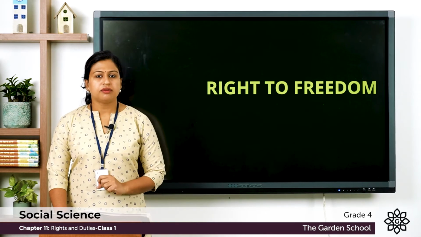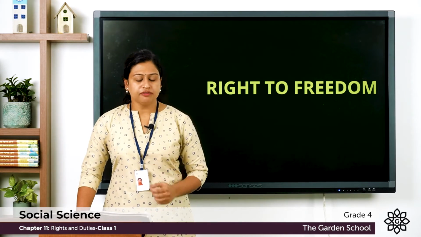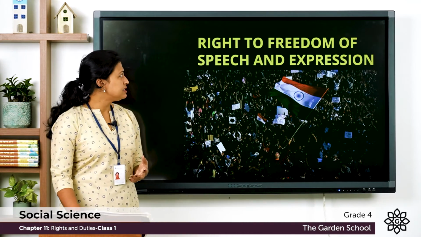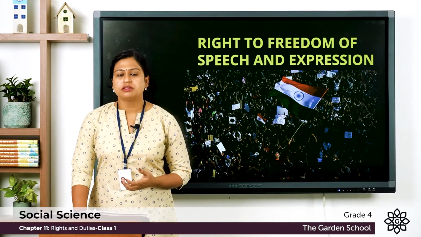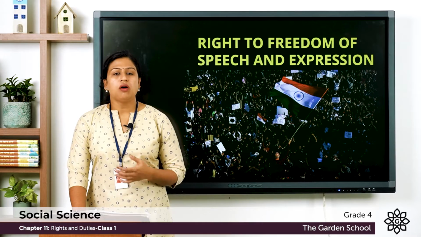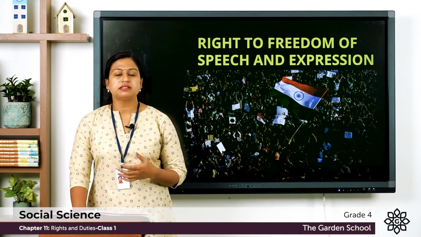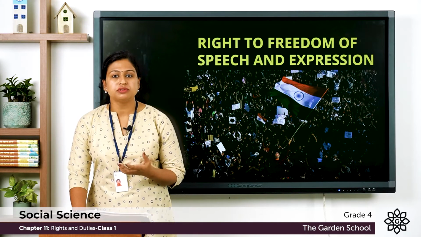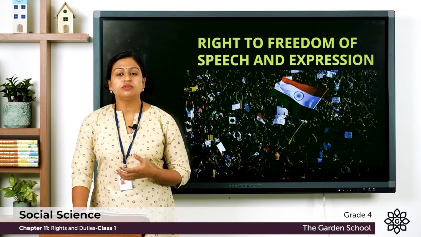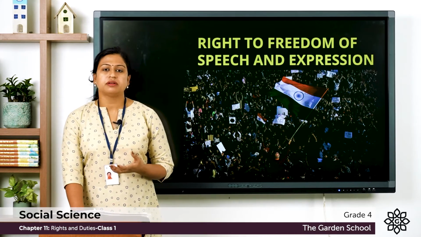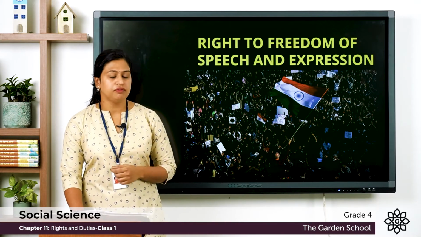Now, the next right is the right to freedom. This right consists of many different rights. The first one you can see here is the right to freedom of speech and expression. This right tells that all citizens are free to speak, communicate or express their views on any issues or topics related to our country. The person can use different mediums like newspaper, television, radio and internet for expressing his or her views.